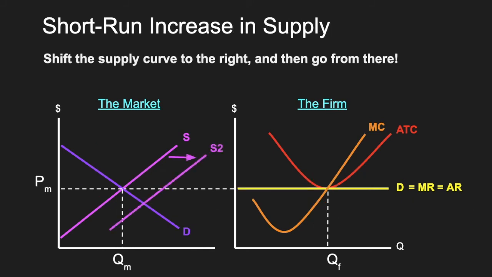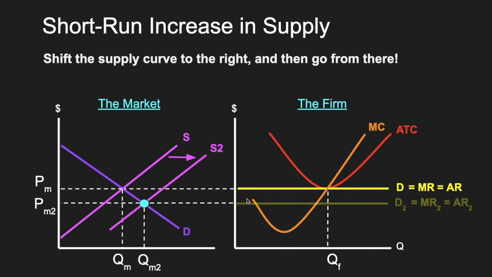So a short run increase in supply, very similar to what we just saw. In this case, the price is going to decrease because we have a new equilibrium here in the market. So quantity increases, but price decreases, right? Greater supply leads to a lower price, leads to a decreased demand curve for the individual firm, leads to a decreased quantity. Average cost is up here, price is down here, so the firm is incurring losses.